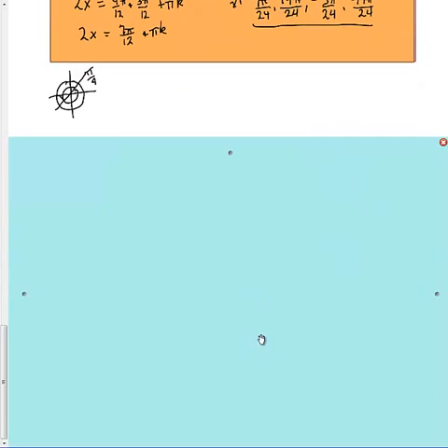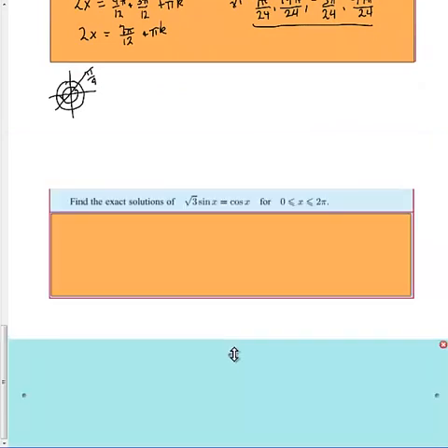Okay, let's try one more. This one, we see we've got both sine and cosine in there, and that might be confusing at first until you realize that I can deal with that because I can divide both sides by sine x and get tangent, or divide by cosine and I can get a tangent out of the sine and the cosine.